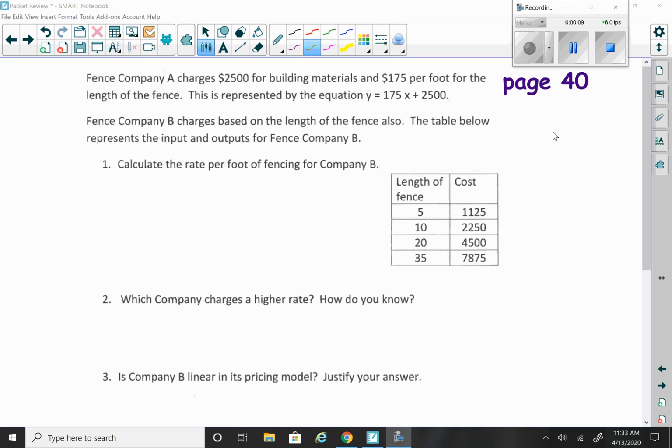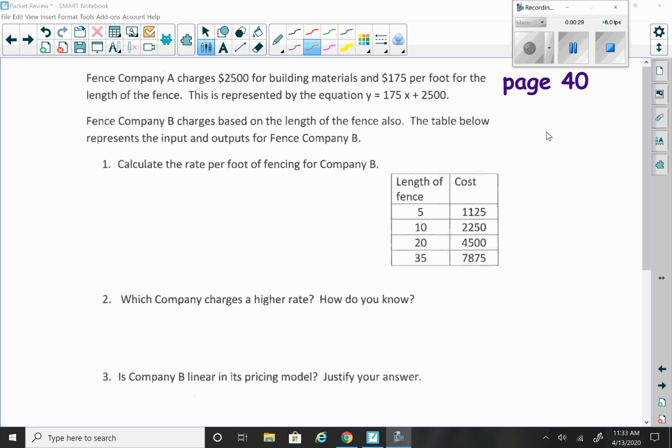So I'd like you to go ahead and open up your packet to page 40. This is almost the very last page there in your packet, so page 40. And we're going to do a few review problems together right now. So here on page 40, again, if you don't have your packet, you can write this on your own paper, or the packet's posted electronically in Google Classroom.